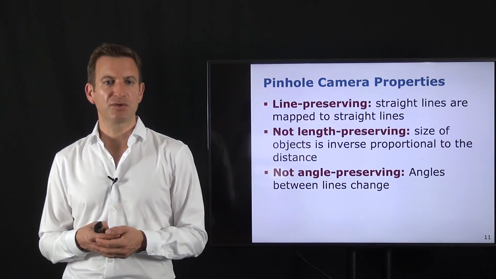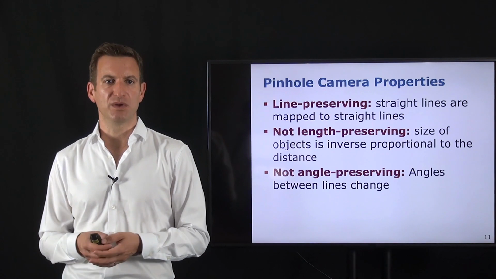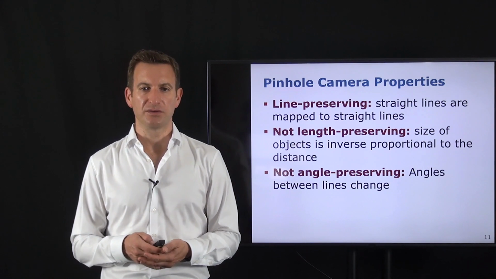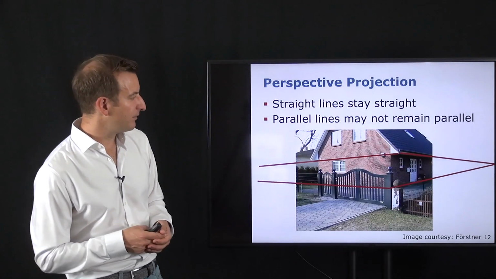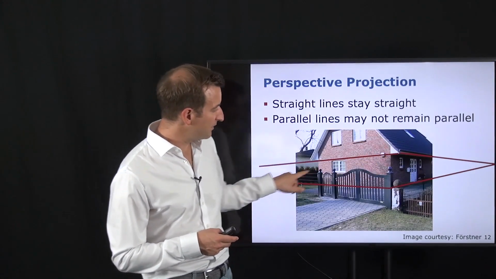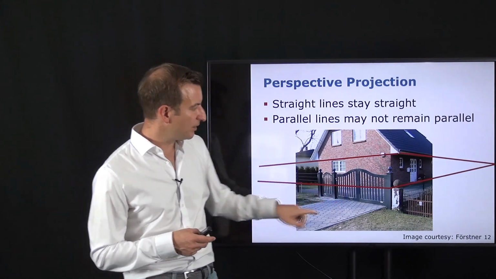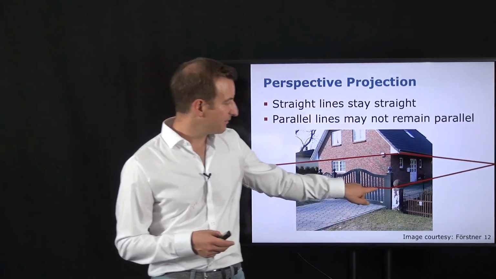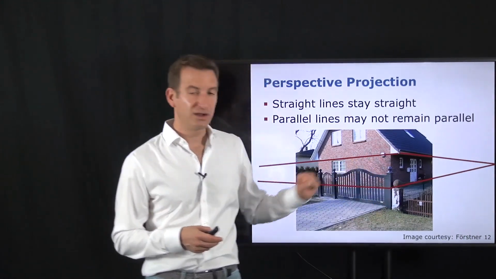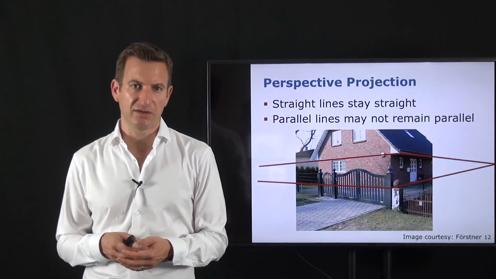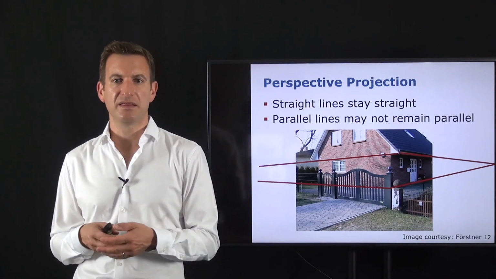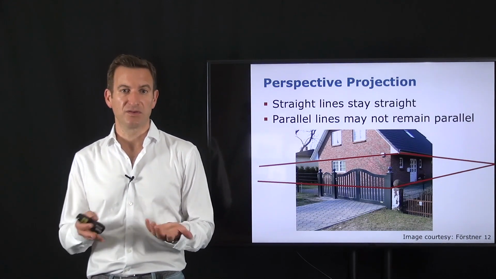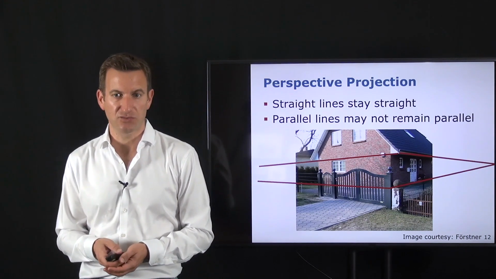And it's not an angle preserving mapping. That means the angle between two lines, for example, doesn't stay the same if you project them from the 3D world onto the 2D image plane. There's an example as we can see here. So these are two lines which are parallel in the real world. These are also two lines which are parallel in the real world. And they have kind of a 90-degree corner over here. We can see that this is definitely not the case in the image. So just as an example that straight lines stay straight, but parallel lines may not remain parallel because the angle between lines can actually change.